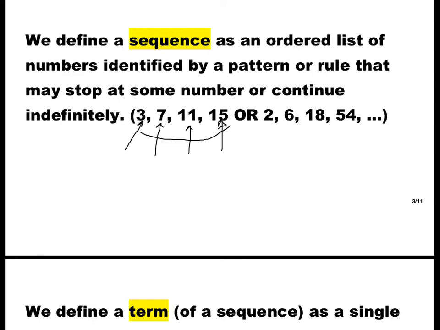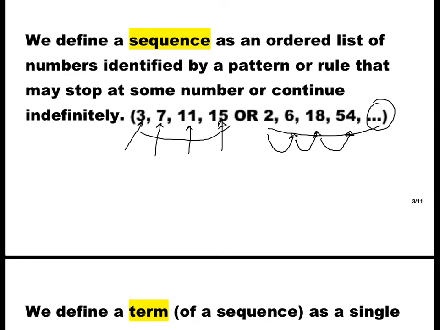The next sequence, as you can see, has an infinite number of terms. The way that we know that there are an infinite number of terms is the 3 dots at the end. Now the rule here is, if you multiply 2 by 3, you get 6. If you multiply 6 by 3, you get 18. If you multiply 18 by 3, you get 54.